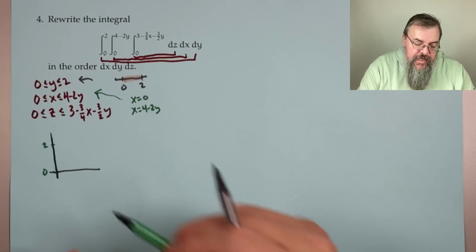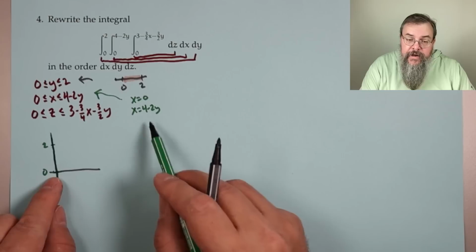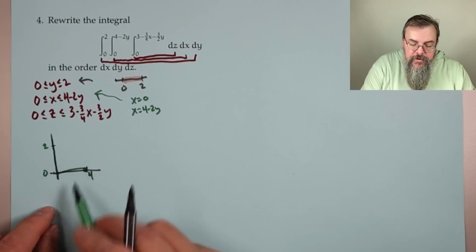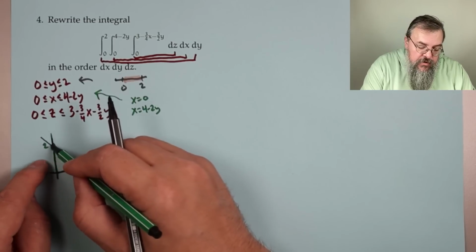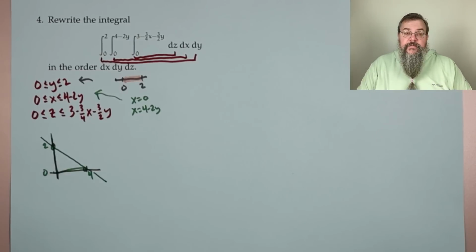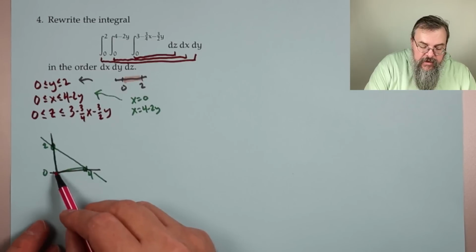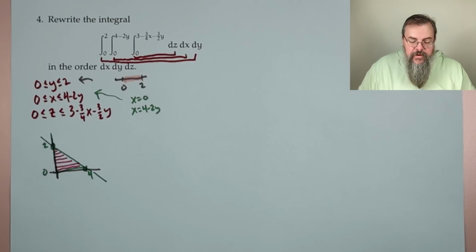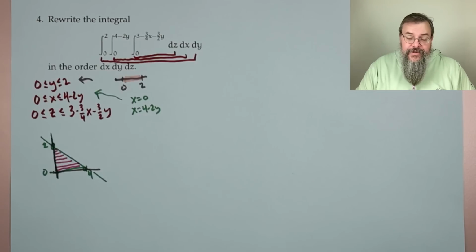But for now, let's actually just say, if x equals 4 minus 2y, well, if I plug in y equals 0, I'm at x equals 4. So that says I'm going to move from 0 all over to 4. And if we put in y equals 2, we get x equals 0. And we say, okay, that means it's a line that travels through those points. And what's happening is we're going from y equals 0 to y equals 2, and x goes from 0 over to 4 minus 2y. So it's a triangle. So there we go. There's our region if we only look at the two outermost layers.